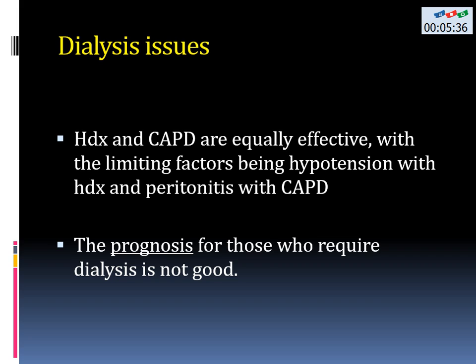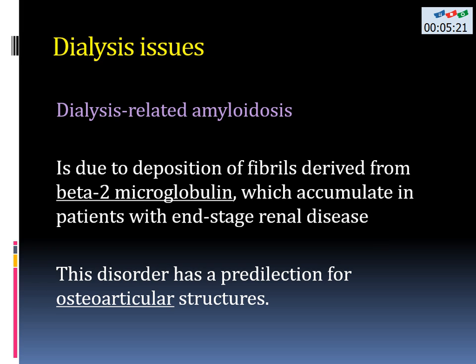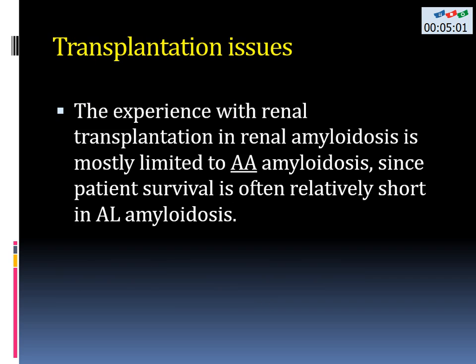Hemodialysis and chronic ambulatory peritoneal dialysis, of course, are equally effective, with the limiting factors that the former has hypotension as a main complication and the latter infection and peritonitis. The prognosis for those who require dialysis is usually very poor. The dialysis-related amyloidosis is due to deposition of beta-2 microglobulin, which usually accumulates as the patient spends many years on dialysis or hemodialysis therapy. And again, I would like to stress that this disease mainly manifests as an osteoarticular disease and not a renal disease, although it is dialysis related.